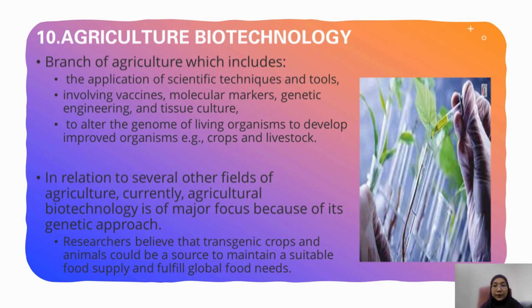Number 10, agriculture biotechnology. So this branch of agriculture includes the application of scientific techniques and tools, which involve vaccines, molecular markers, genetic engineering, and also tissue culture. So this is to alter the genome of living organisms to develop improved organisms such as crops and livestock. So basically, transgenic crops and animals could be a source of maintaining a sustainable food supply and fulfilling global food needs.